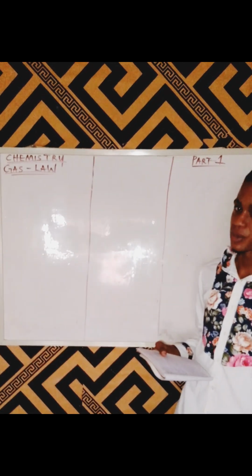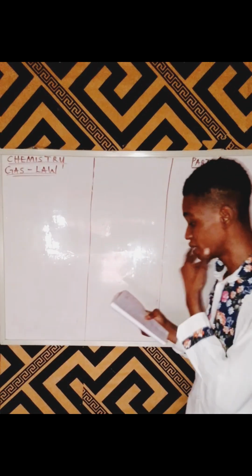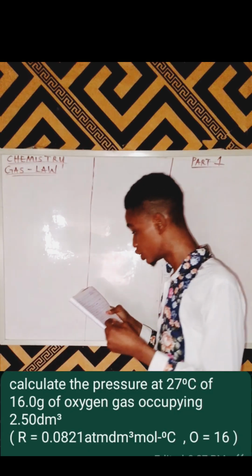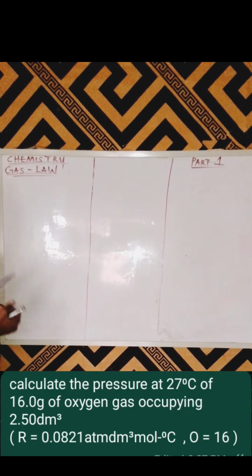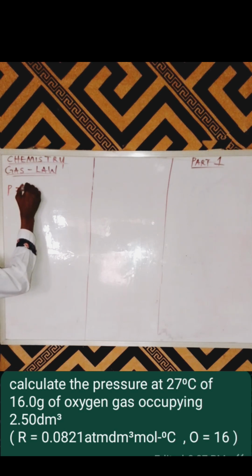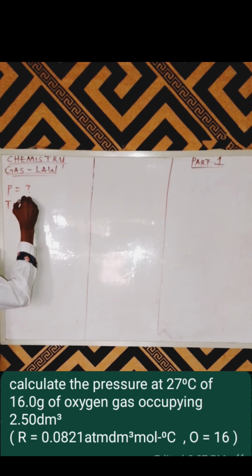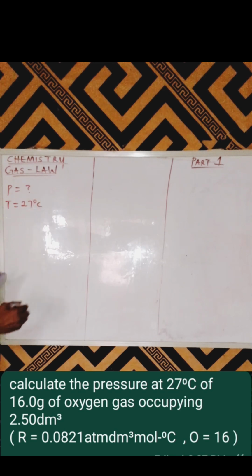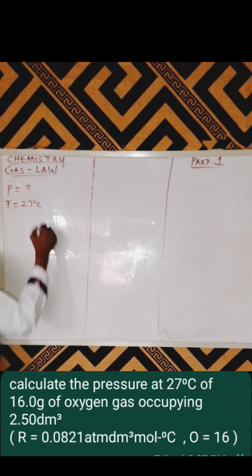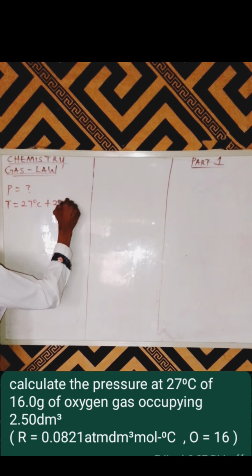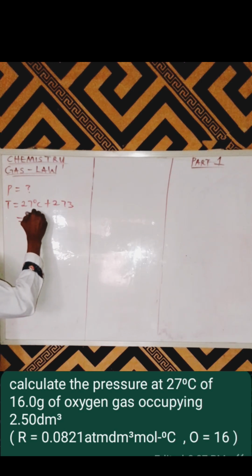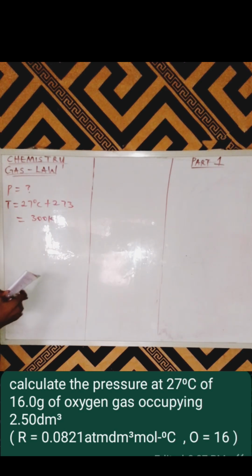So now let's use all these formulas to solve questions. I'm going to be solving a total of 5 questions, so pay attention. In this question they said calculate the pressure at 27 degrees Celsius. I'll show the question on your screen. So T is 27 degrees Celsius, but I have to convert it to Kelvin. So I'm going to add 273 to it, and I'm going to have 300 Kelvin.